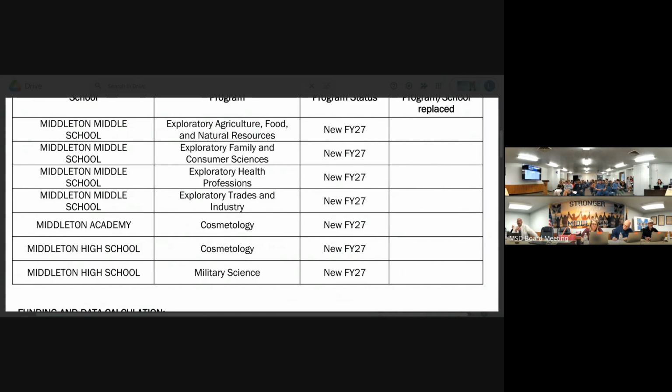But exploratory agriculture, food and natural resources at the middle school, exploratory family and consumer science at the middle school, exploratory health professions at the middle school, and exploratory trades and industry, and that's where the construction coursework would be. At Middleton Academy, cosmetology; Middleton High School, cosmetology; and then Middleton High School military science, which goes along with our junior ROTC programming. Like I said, not all of those are going to be implemented next year, but it just gets us started along the process on any of those.